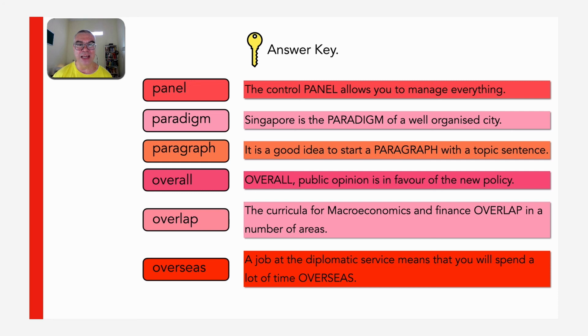Now, this is about academic writing, and if you want to learn more about topic sentences, it's a good idea to try out an academic writing course. Overall, public opinion is in favour of the new policy. Overlap. The curricula for microeconomics and finance overlap in a number of areas. Finally, overseas. A job at the diplomatic service means that you will spend a lot of time overseas.